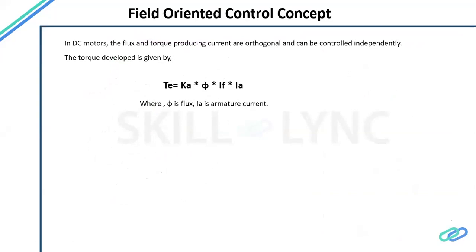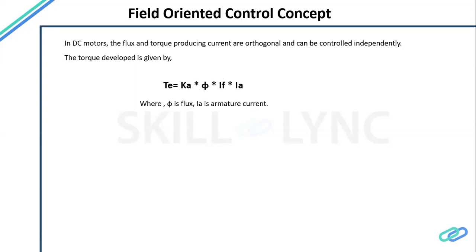So what we want is for all AC machines to operate like a DC machine, because in a DC machine you can see the flux producing current and the torque producing current are decoupled, because we have a field current and we have a separate flux here, and this is the armature current. They are independent, they are quadrature in nature.